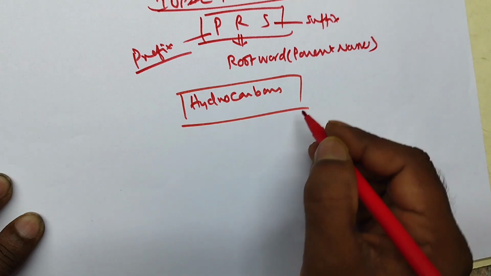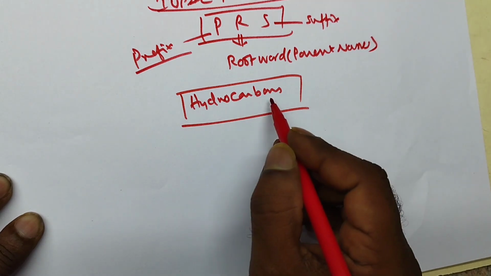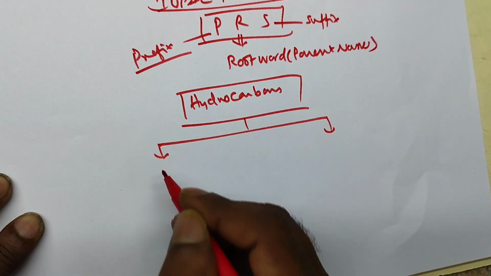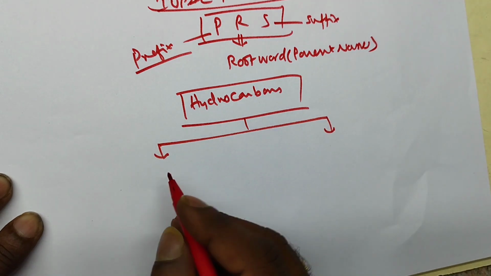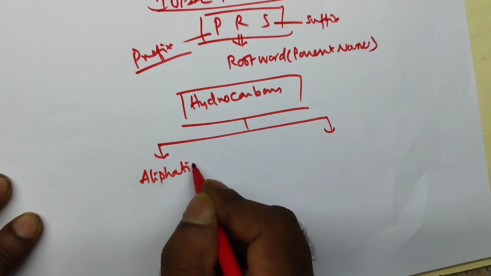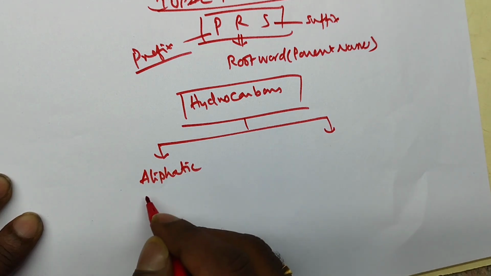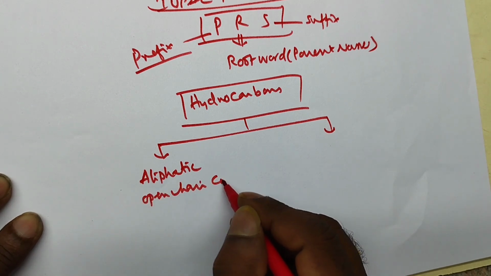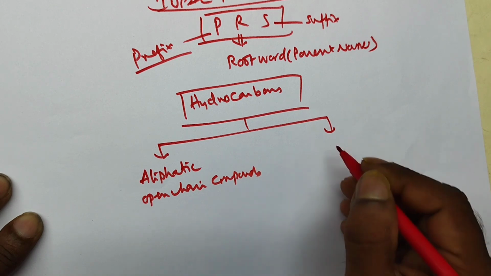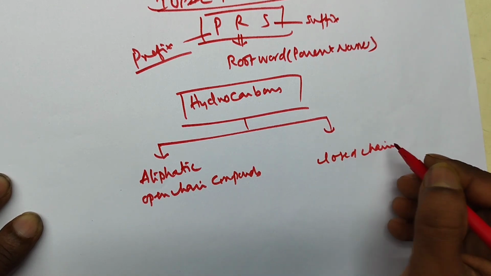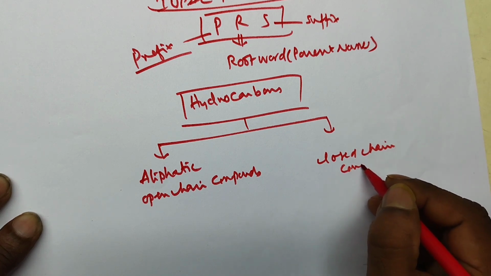When we classify hydrocarbons, the compounds containing carbon and hydrogen only, they are further classified as what? Aliphatic and aromatic. Aliphatic, or you can say open chain compounds. Aromatic are closed chain compounds.